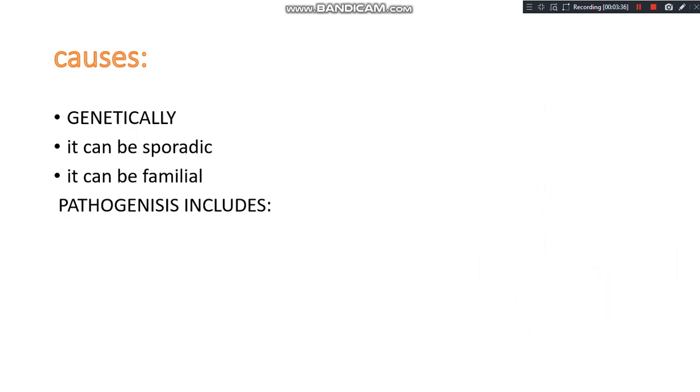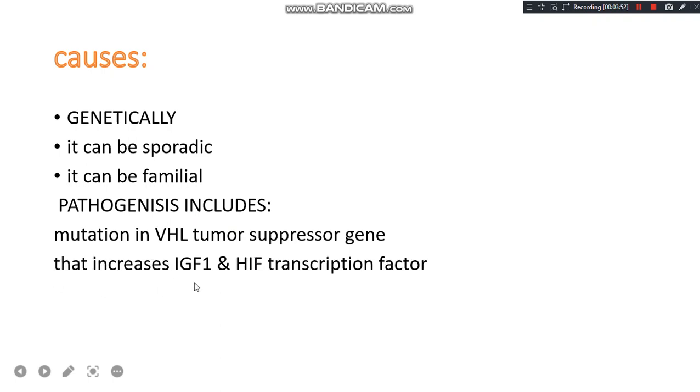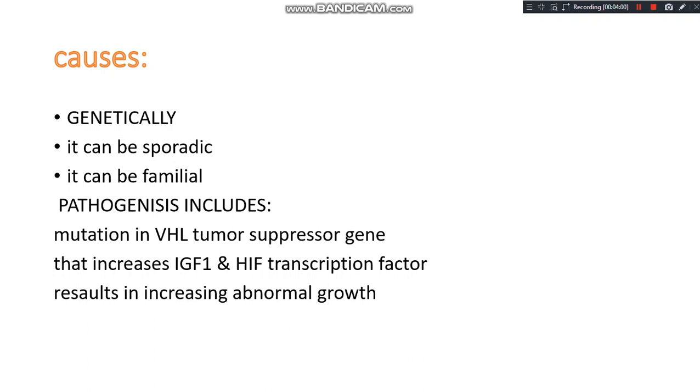So, what are the causes of this renal cell carcinoma? It has genetic causes and then we have the acquired causes. Initially, we should talk about the genetic causes. It can be sporadic, it can be familial. Now, pathogenesis includes mutation in the VHL tumor suppressor gene. Whenever there is mutation in the VHL tumor suppressor gene, that can lead to abnormal growth. How? By secreting insulin growth factor 1 and hypoxia induced factor, that is a transcription factor that results in increasing abnormal growth.